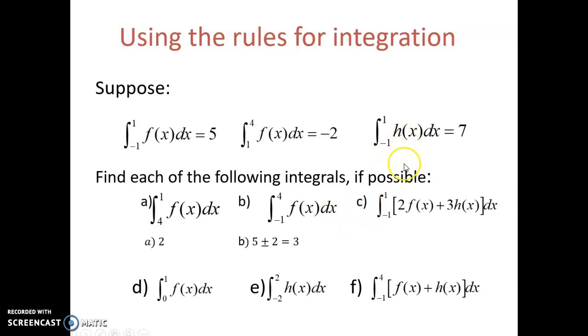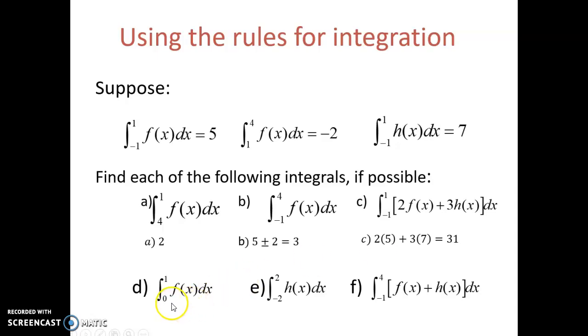Part C says, could I find the integral from -1 to 1 of 2 times f of x plus 3 times h of x? Well, yes, I can, because using a couple of rules here, pulling out the constants and then distributing the integral, this would be 2 times the integral from -1 to 1 of f, which we know is 5, plus 3 times the integral from -1 to 1 of h, which we know is 7. 2 times 5 is 10, plus 21 will give me 31.